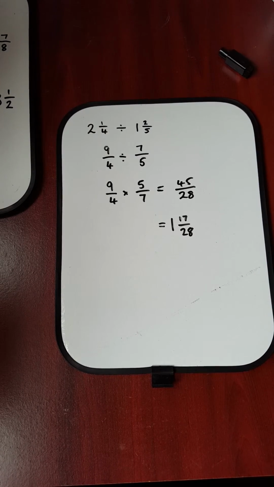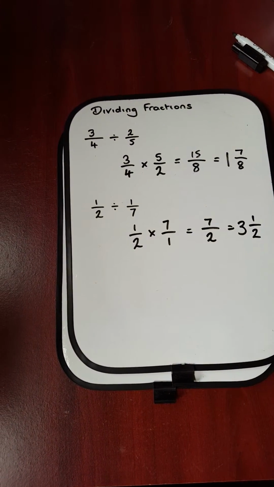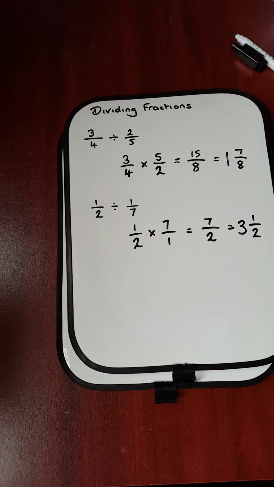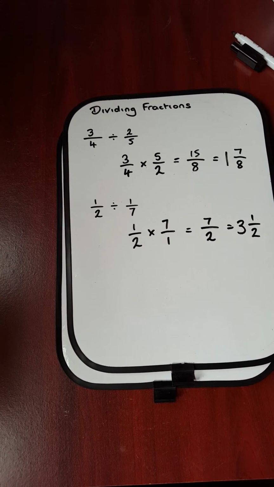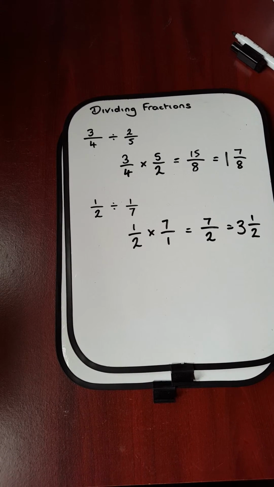So dividing fractions then, upside down for the second fraction. Here we are. Just a quick reminder. Take the first fraction, leave it the same. The second fraction, we turn it upside down and we multiply rather than divide. That is multiplying and dividing fractions. I hope that makes sense.